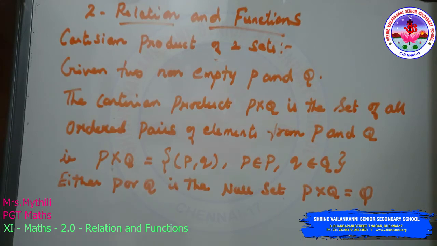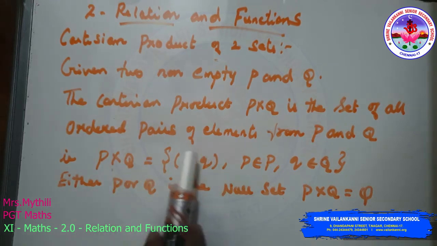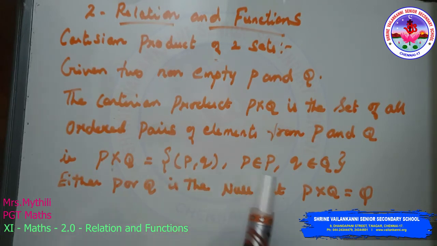Now let's see the definition of Cartesian product of sets. Given two non-empty sets P and Q, the Cartesian product P cross Q is the set of all ordered pairs of elements from P and Q. That is, P cross Q equals the set of ordered pairs p comma q, where p belongs to capital P and q belongs to capital Q. If either P or Q is a null set, then P cross Q equals the empty set, that is phi.